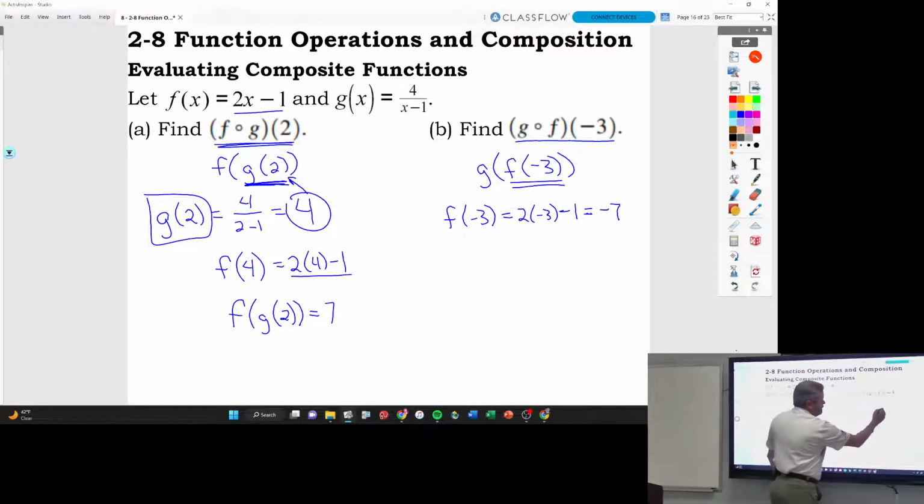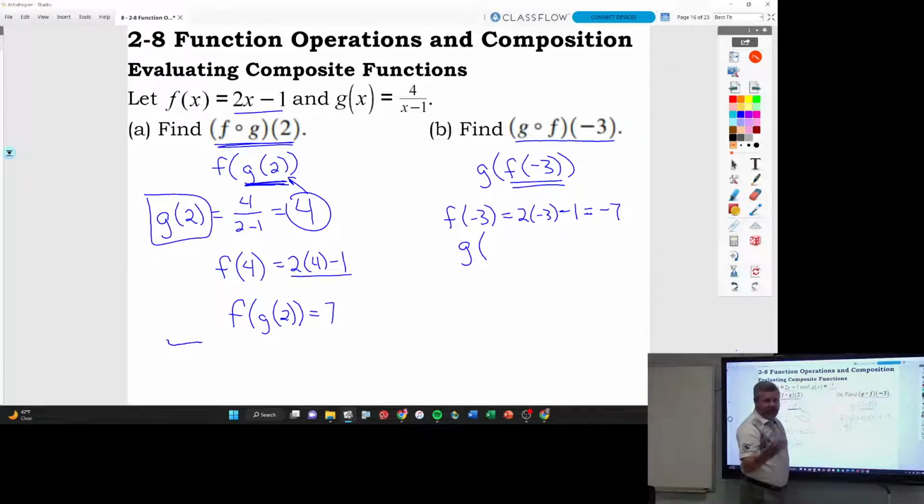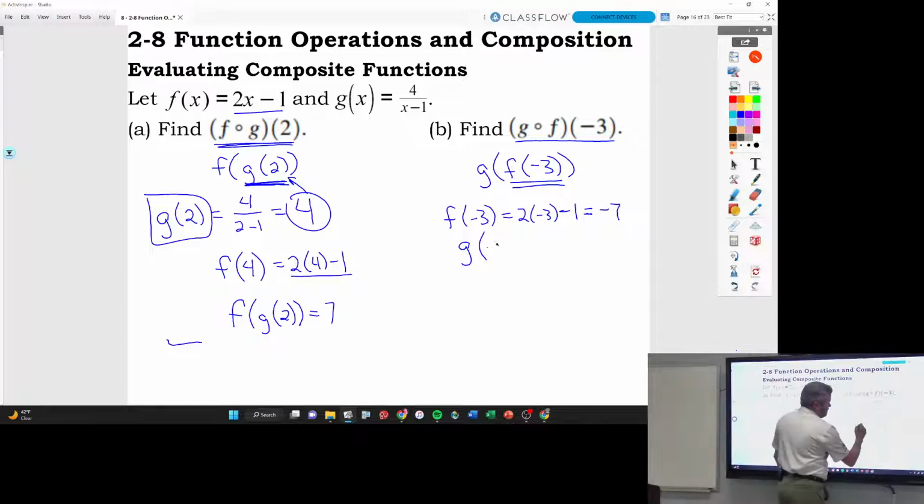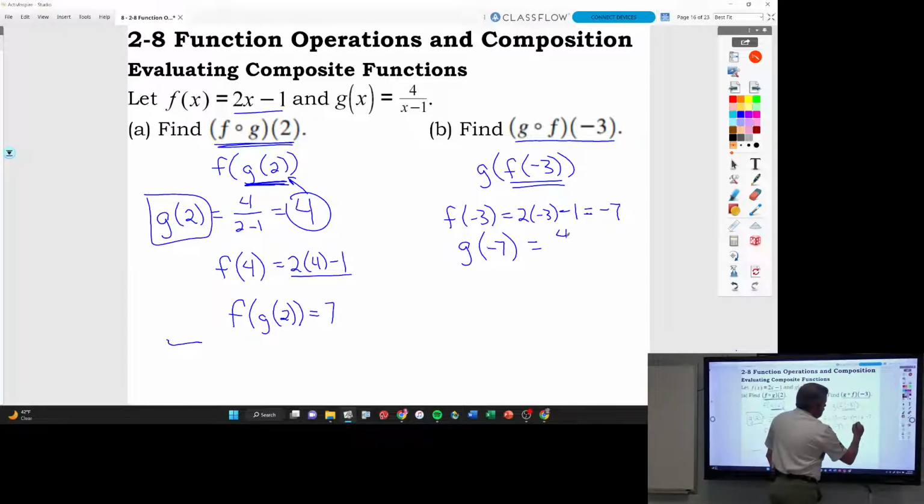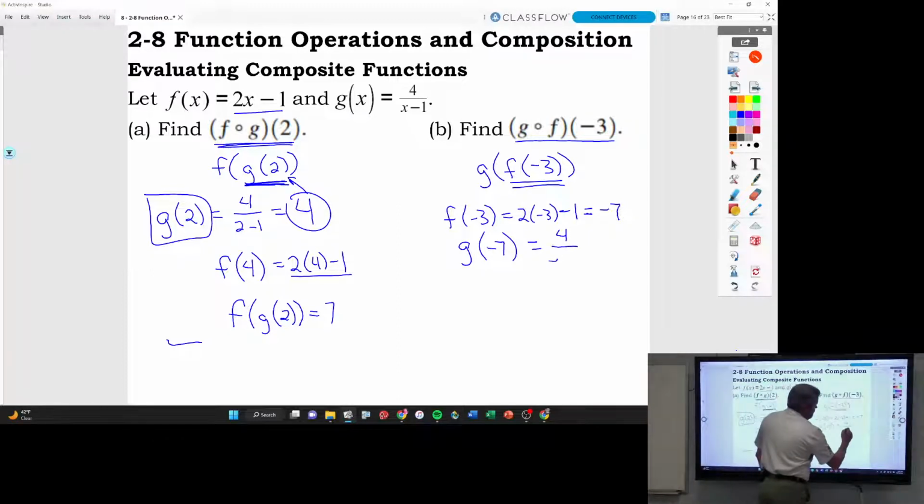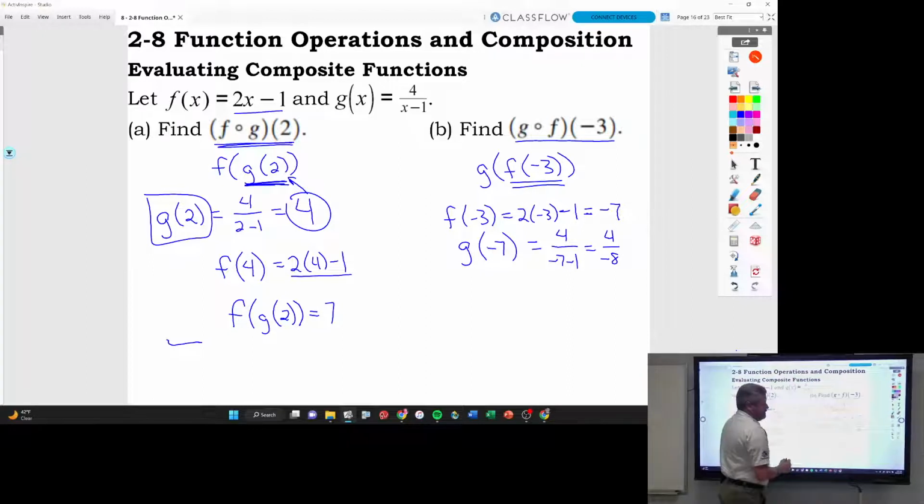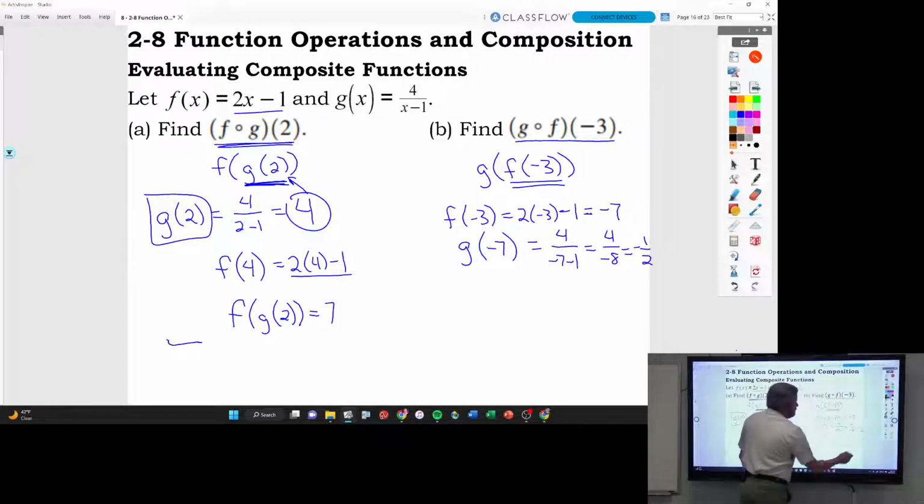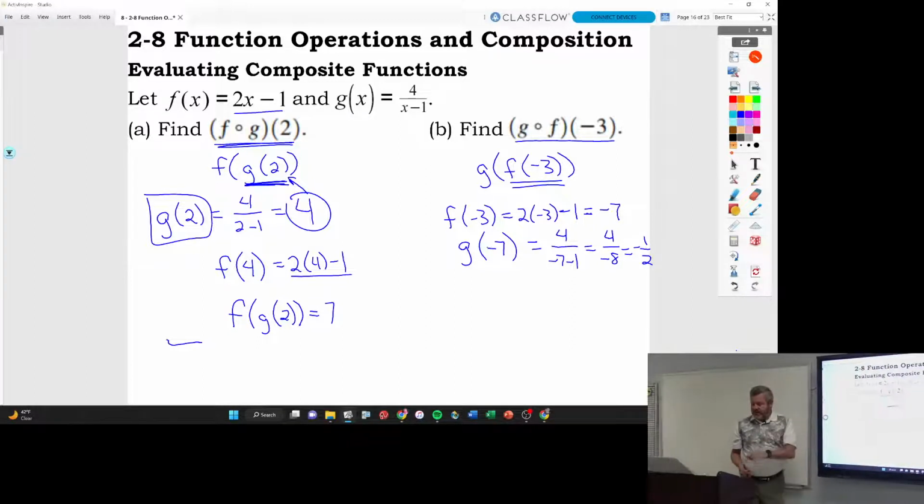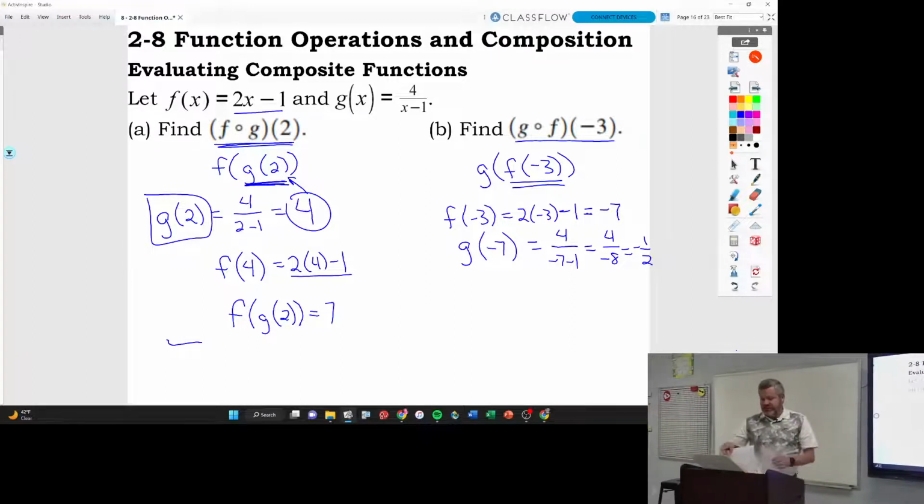So if f of negative 3 is negative 7, what is g of f of negative 3, which happens to be negative 7? So what is g evaluated at negative 7? That would be 4 over negative 7 minus 1. That would be 4 over negative 8. And of course, that's simply going to be negative 1/2. So g of f of negative 3 is negative 1/2.